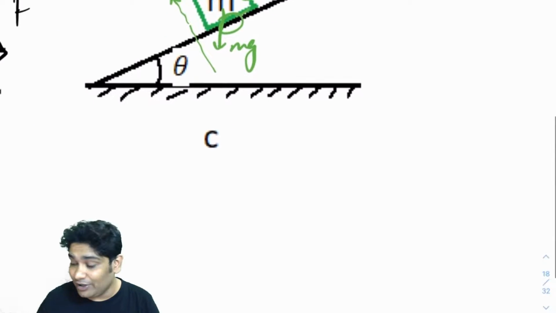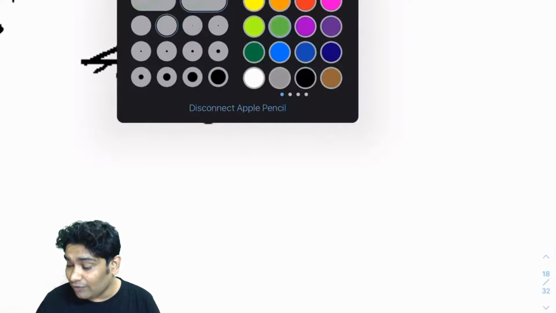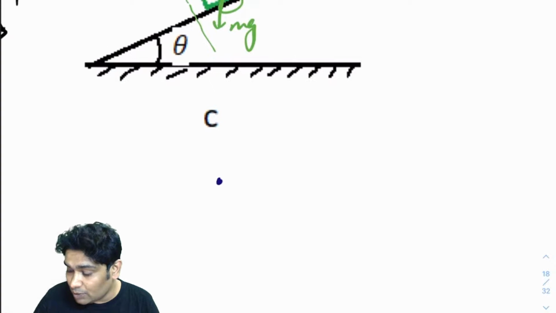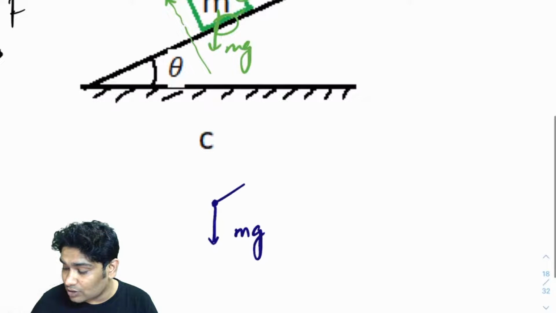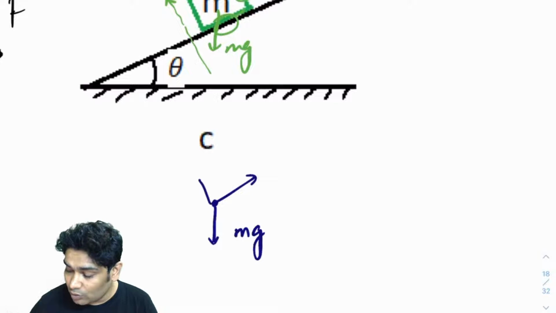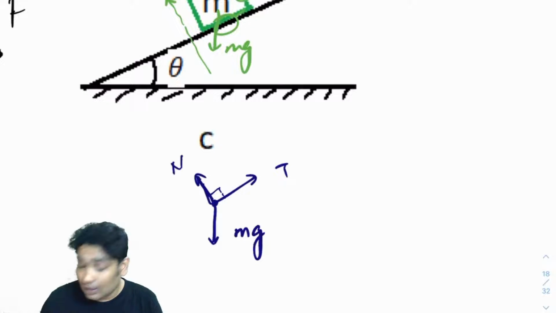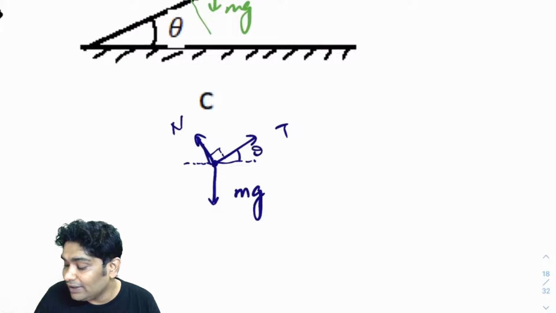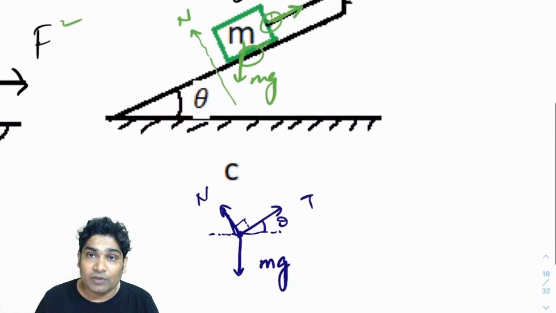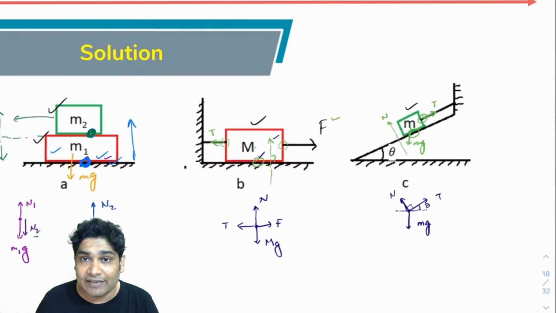So now let's draw the FBD of small m. So this is small m. First of all, we draw this mg. Then you draw a tension force, which is along this direction. And then you draw a normal reaction, which is perpendicular to T. So this is your N, this is your T, and these would be perpendicular. And you can also say that the direction of T would be theta, along the length of the incline. So these are the three FBDs.